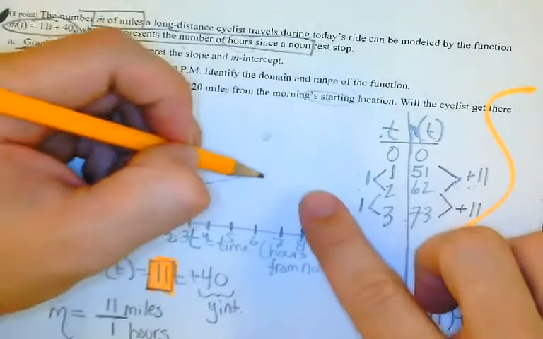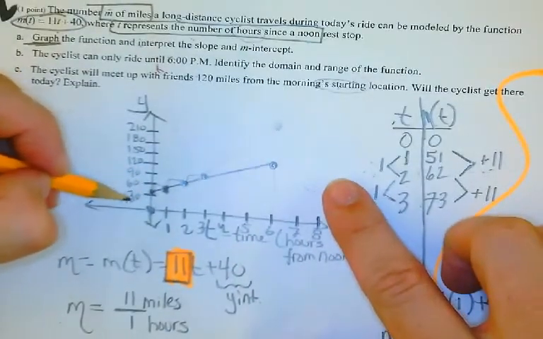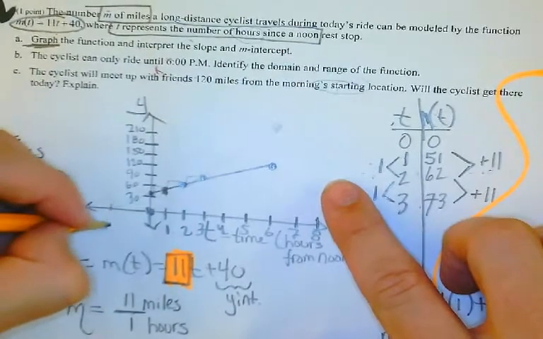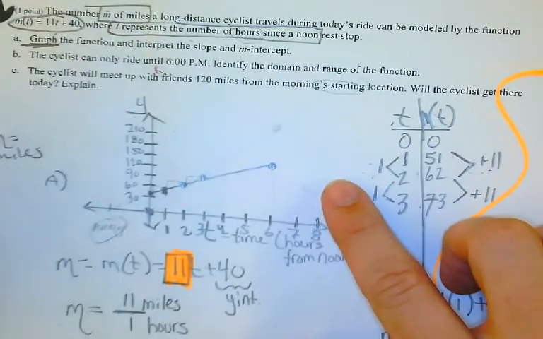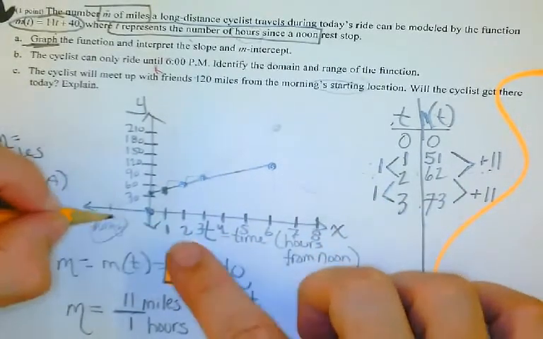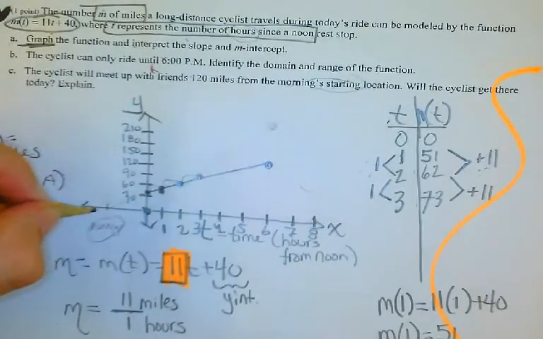Over 6 hours, we get up to how many total miles? Now I'm not just talking about this distance, I'm talking about since morning, since when we started back here. Right, because this is noon, this is 1 p.m., 2 p.m., so I'm talking about like 10 a.m., 9 a.m., that kind of thing. So how many total miles would that be?